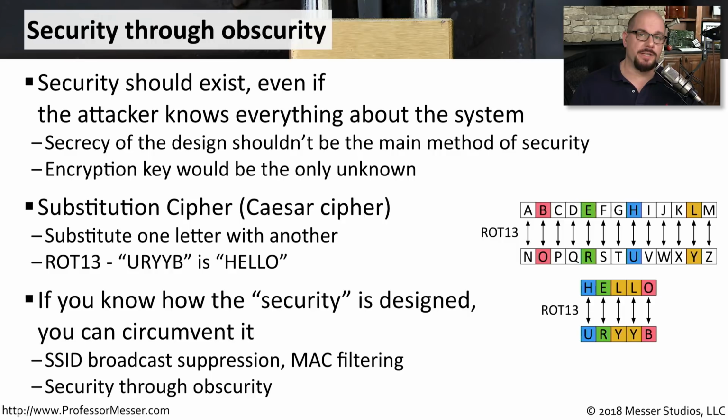Some modern versions of security through obscurity might be something like a wireless network that has SSID broadcast suppression or MAC filtering. Since these so-called security features are easily circumvented if you know how they're implemented, this is a good example of security through obscurity.